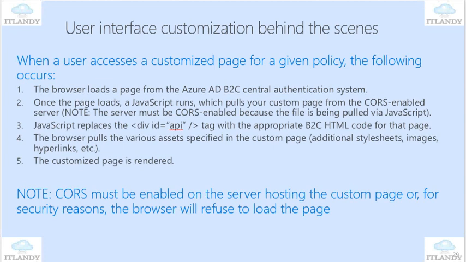The browser will pull the various assets specified in the custom page, like the additional style sheet and hyperlinks, and so on. The customized page then gets rendered and presented. Again, CORS must be enabled on the server hosting the custom page, or for security reasons, the browser will refuse to load the page. Please pay attention to this. How do you find it? If you get 403, or 401.